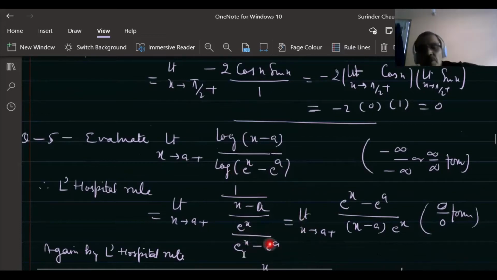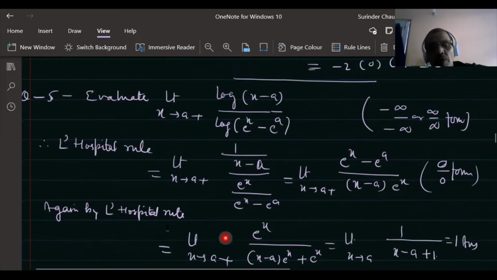Now simplifying it by rearranging the terms, this is equal to the limit as x tends to a from positive of (e^x minus e^a) upon (x minus a) into e^x. Put x equal to a: this is 0 by 0 form again. Again we can apply L'Hospital's rule here.